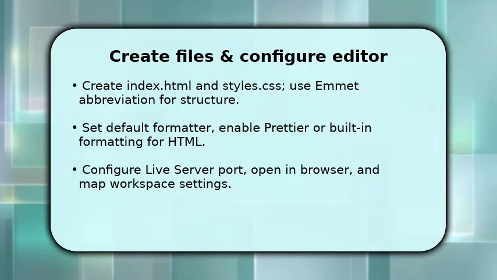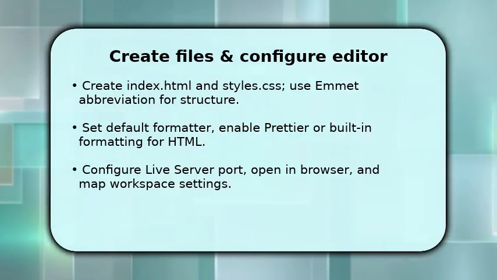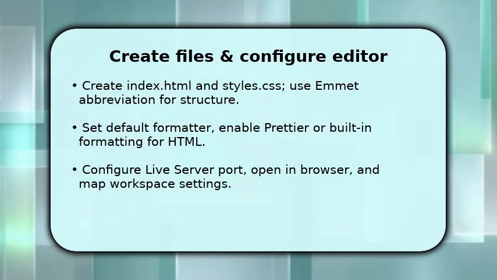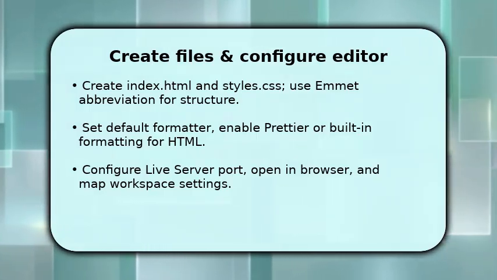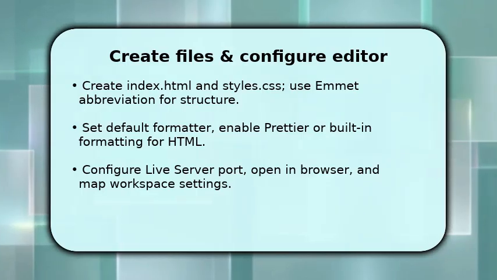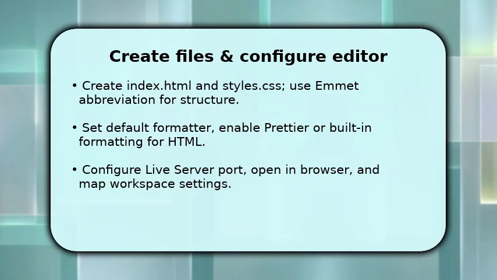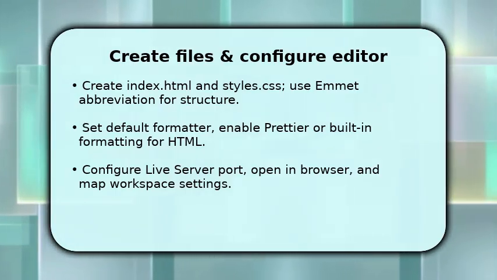You will craft the middle steps and configure the editor for efficient HTML development. Use new file to add index.html and styles.css, then type ! and press tab to expand Emmet into a full HTML5 template. Next, set a default formatter, install and select Prettier or use the HTML default to keep tags tidy. Once configured, adjust Live Server settings like port and root if needed, and map workspace settings so extensions and formatting behave consistently across machines.